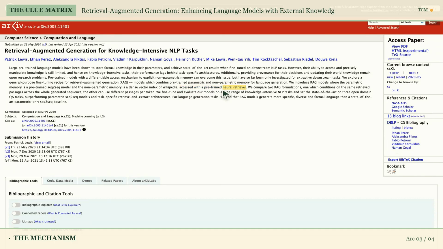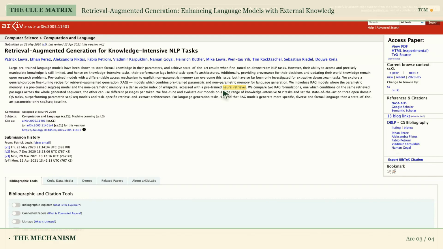Exactly. The key here is neural. It's not keyword search. It's a learned system that understands semantic similarity. The retriever takes your input query, encodes it into a vector using an embedding model, and then compares this query vector to the pre-computed vectors of all the Wikipedia passages, typically using a similarity measure like dot product. It then selects the top n most similar passages.